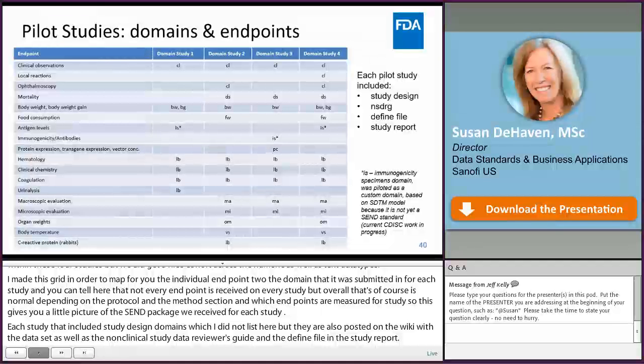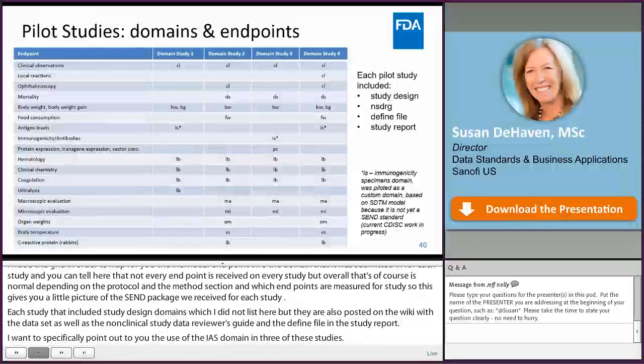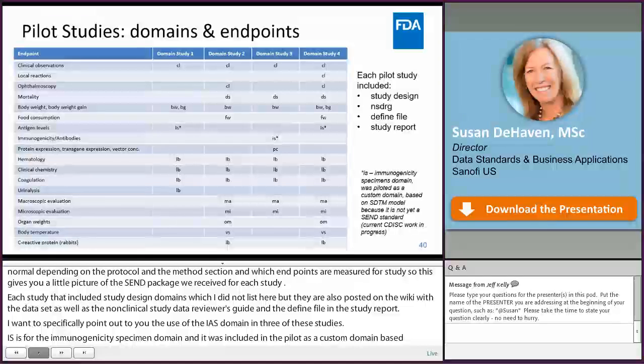IS is for the immunogenicity specimens domain, and it was included in the pilot as a custom domain based on the clinical SDTM model for immunogenicity specimens. It is not yet in the SEND standard, and there's currently work going on within CDISC in order to evolve the IS domain for non-clinical use. And you can see here 2 of the studies used IS to report antigen level endpoints, and 1 study used it to report ADA endpoints.